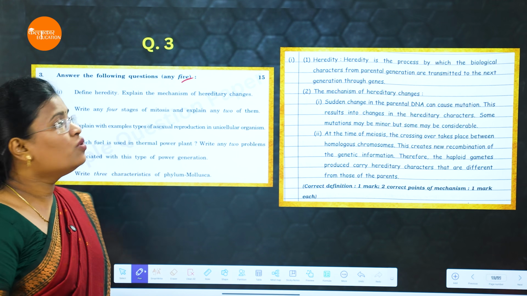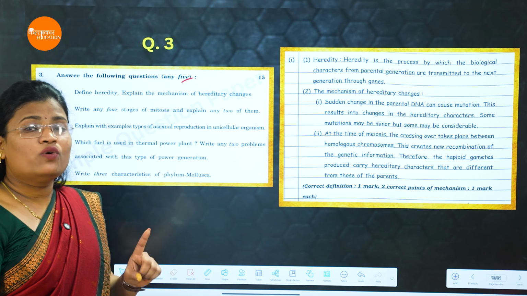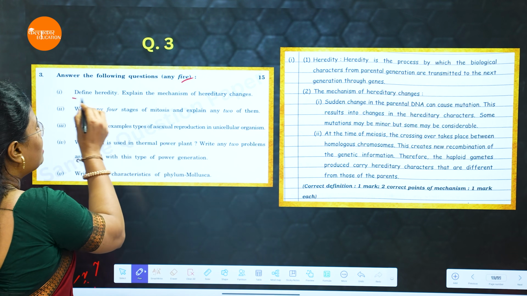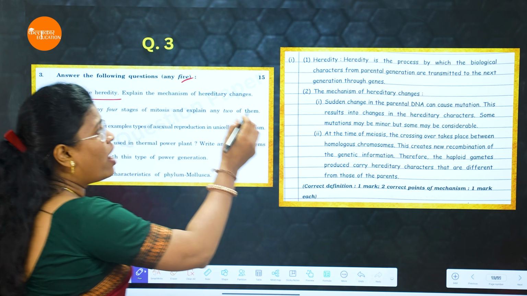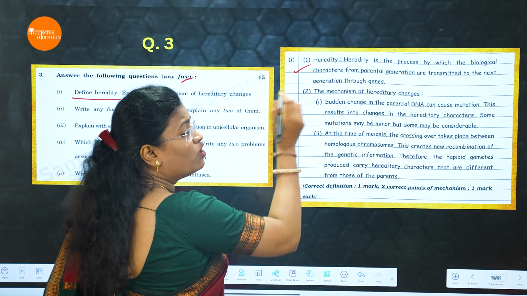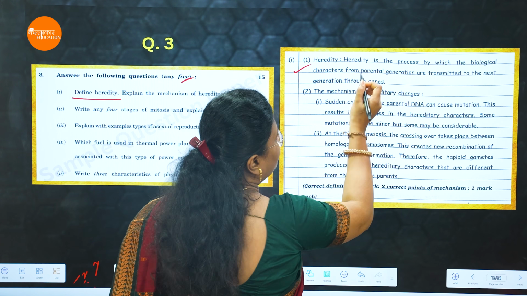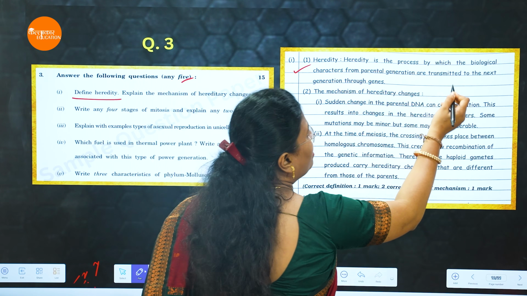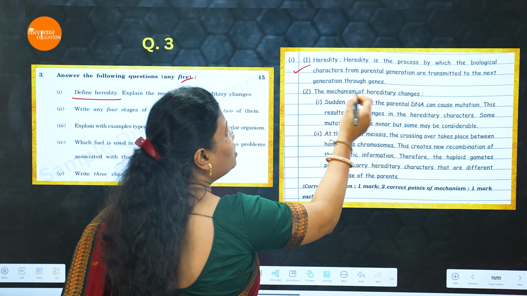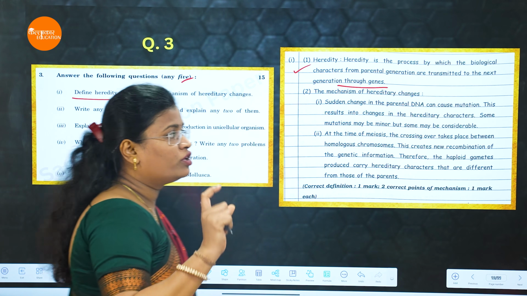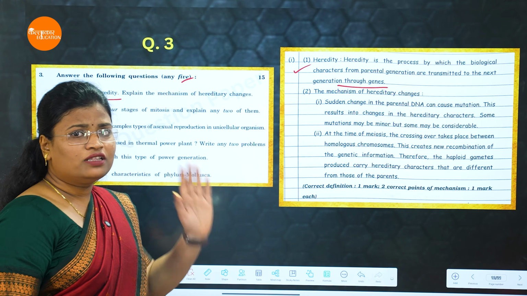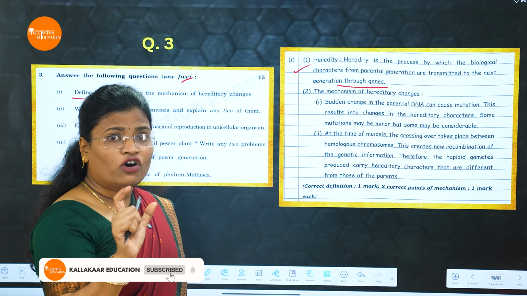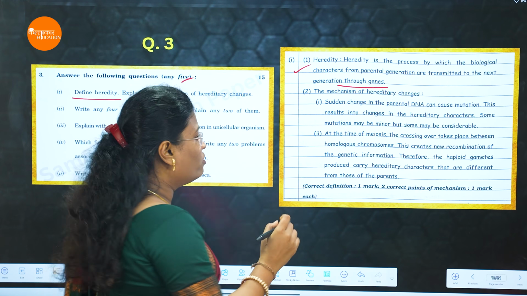For that you have to read the question very carefully and you have to understand what they are asking. So first they are asking define heredity. So you have to first define heredity in your first point. So heredity is what? Heredity is the process by which the biological characters from the parental generation are transmitted to the next generation through the genes. Through the genes is a very important word. So heredity is basically what? It's the transmission of biological characters from one generation to the next generation. So for this definition you will get 1 mark.